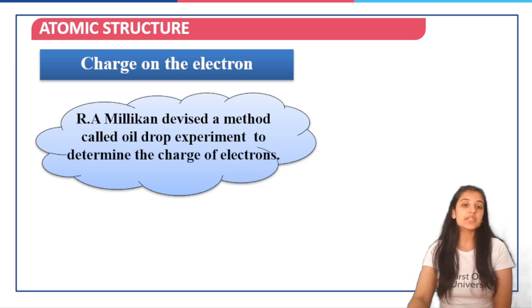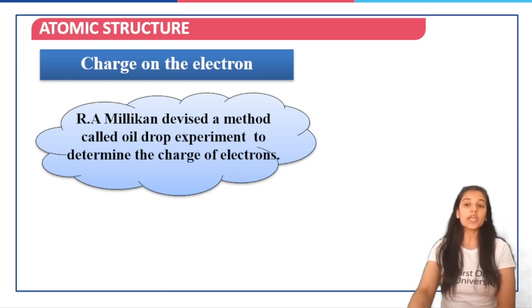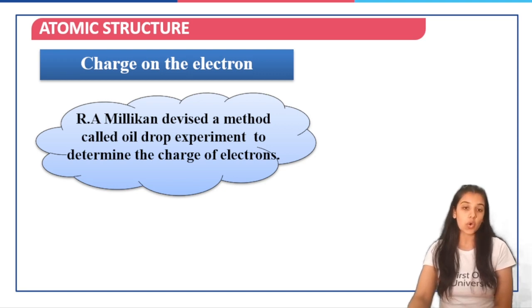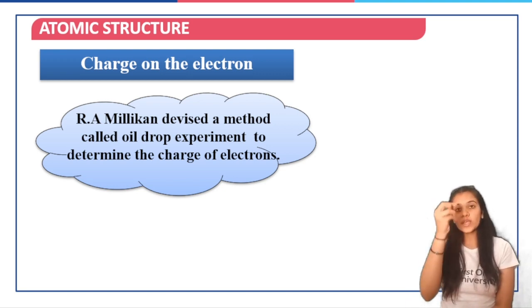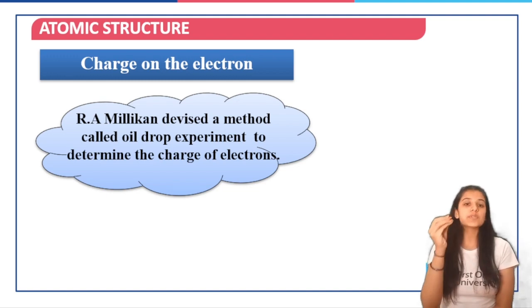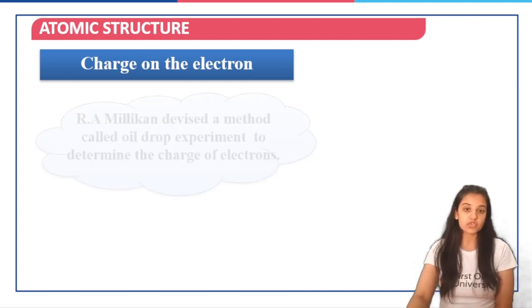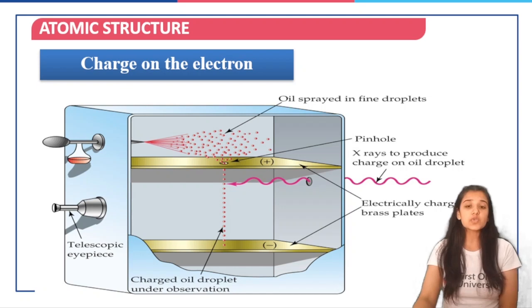So he actually devised a method which is known as the oil drop experiment. In this experiment, he observed the falling of oil drops, and used that as a measure to determine the charge of electrons. So this was the experiment.